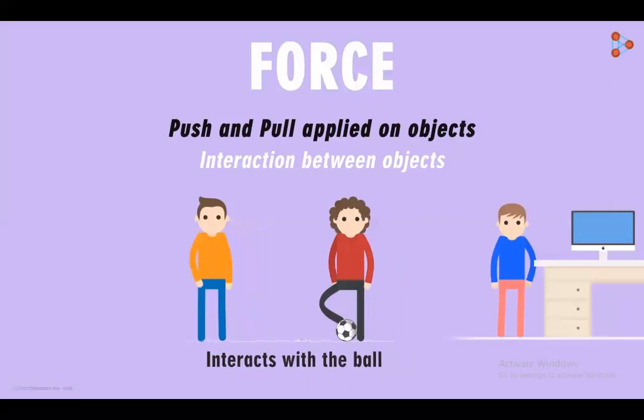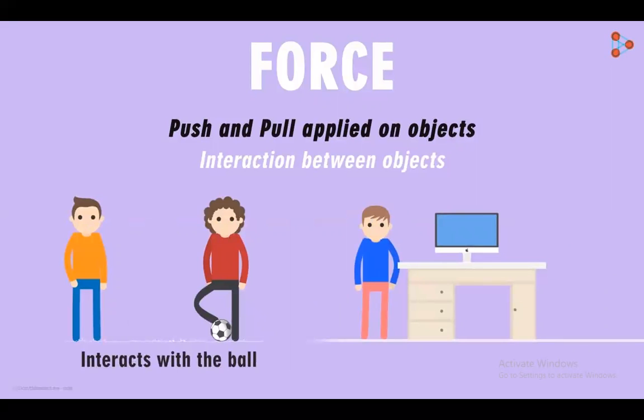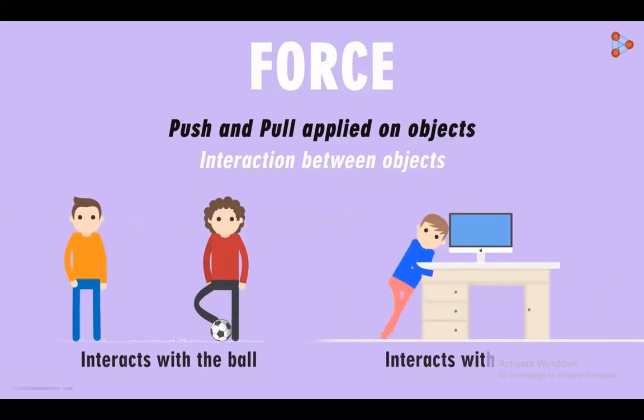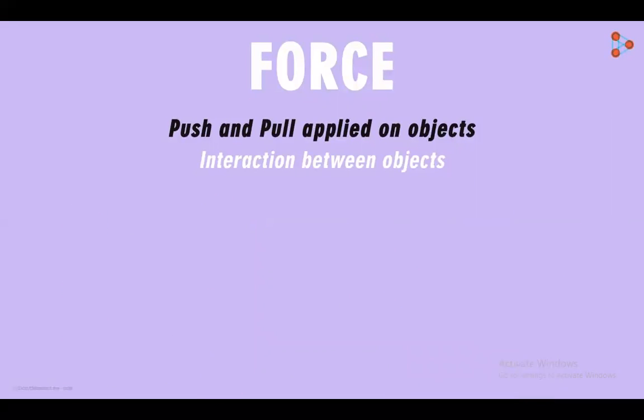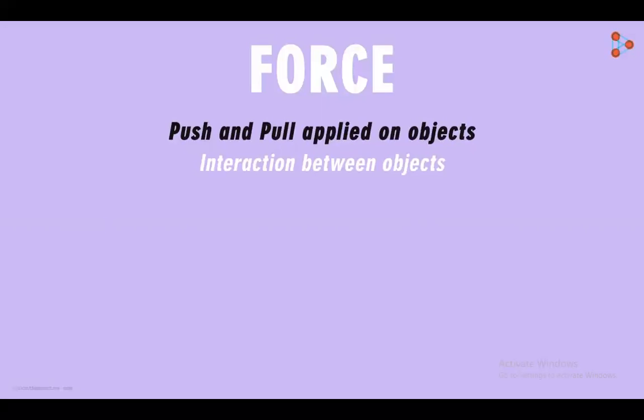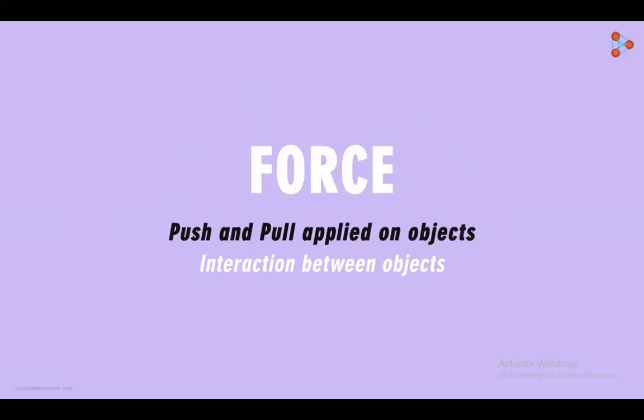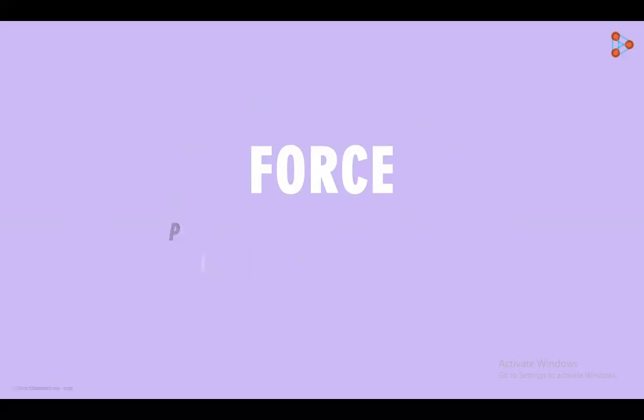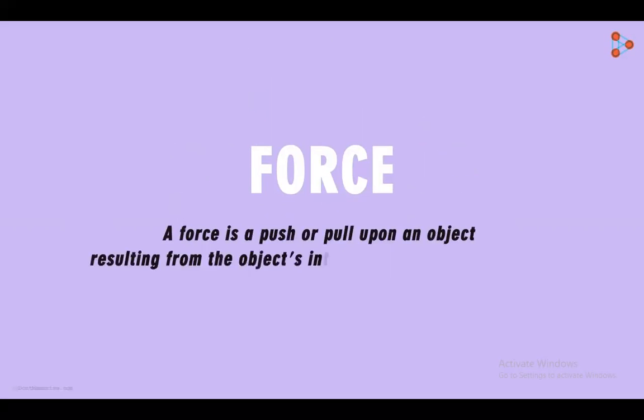In the second example, in order to move the desk from point A to point B, he must interact with the desk. We will study more on these interactions in the future videos. Now, since we are clear with the basic understanding of what force is, let me put its definition in front of you. It states that a force is a push or pull upon an object resulting from the object's interaction with another object. In the next lesson, we will talk more about these interactions.